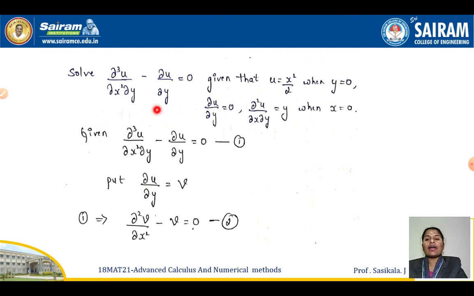When you have a third order equation, the solution will come with three arbitrary constants or arbitrary functions. To find that, you need the u value, the first order derivative with respect to y, as well as the second order derivative also. That's why they have been given.